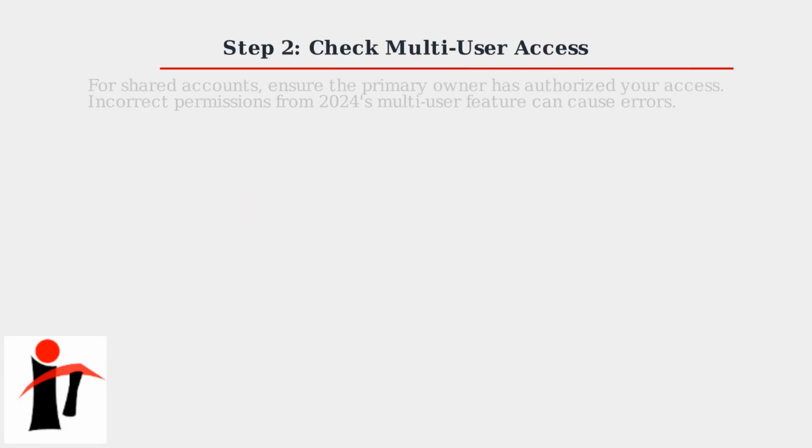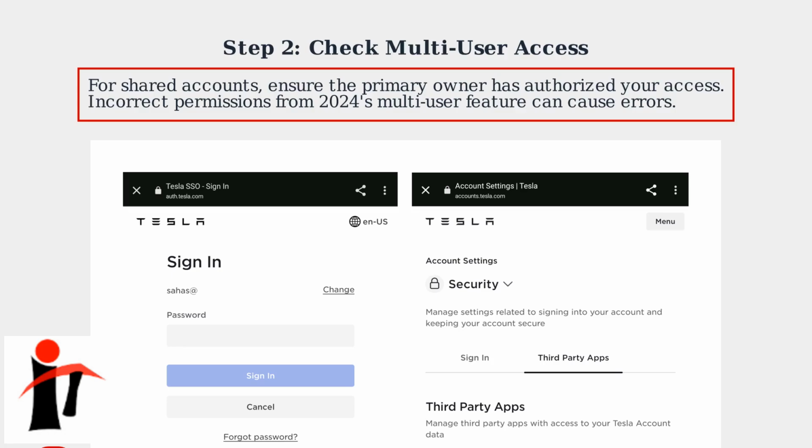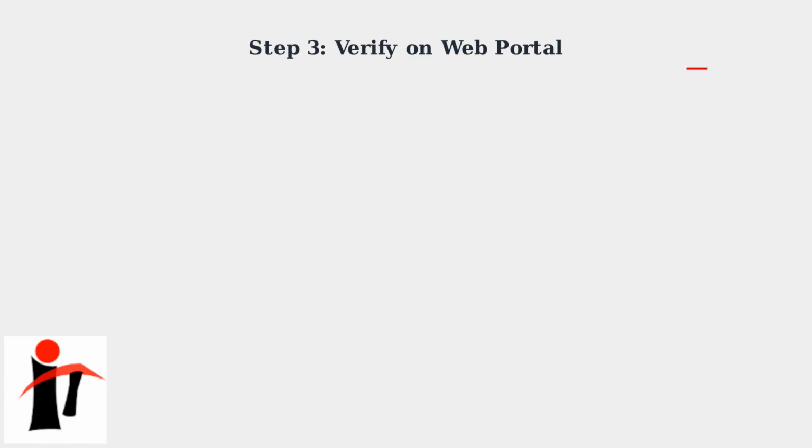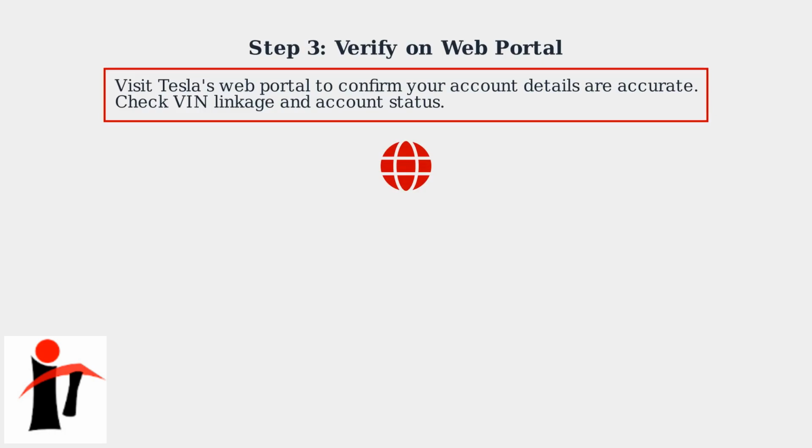If you have multiple users on the Tesla account, introduced in 2024, verify that the primary account owner has granted you proper access permissions. This feature allows shared access, but misconfigured permissions can prevent the app from finding the vehicle. Finally, go to Tesla's web portal at tesla.com and sign in to your account. Confirm that your vehicle's VIN is correctly linked and all account details match. This web-based verification can reveal sync issues not visible in the mobile app.